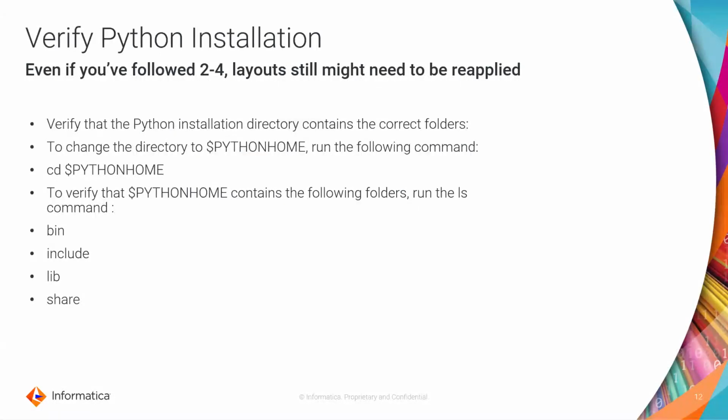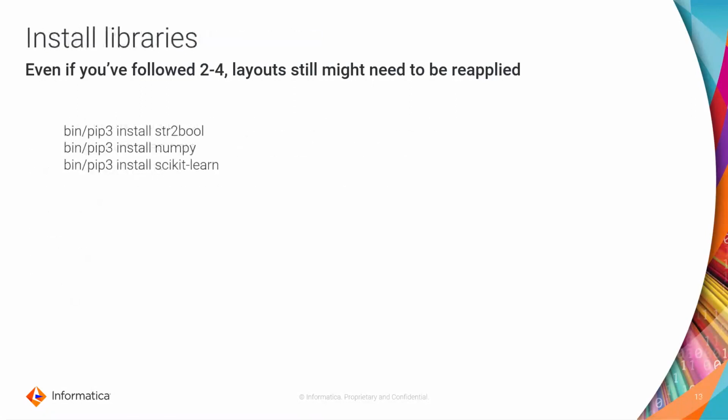The next step will be to verify the Python installation. You need to verify the Python installation by going to the Python home directory and checking whether it has the necessary folders. Now, if you want to use Python libraries as part of the Python code used in Python transformation, you can install them using these pip install commands.